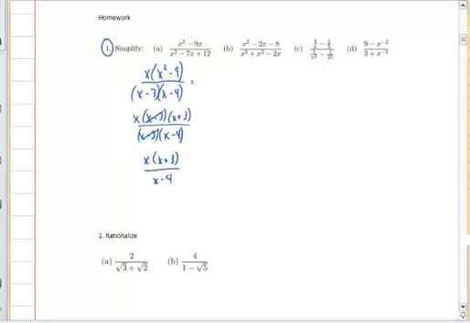The next one, part B, we want to do again factor the top, so we're going to have x minus 4, x plus 2. In the bottom I've got to take out the greatest common factor, and I'll have x squared left over plus x minus 2. So I've got to factor the denominator one more time.